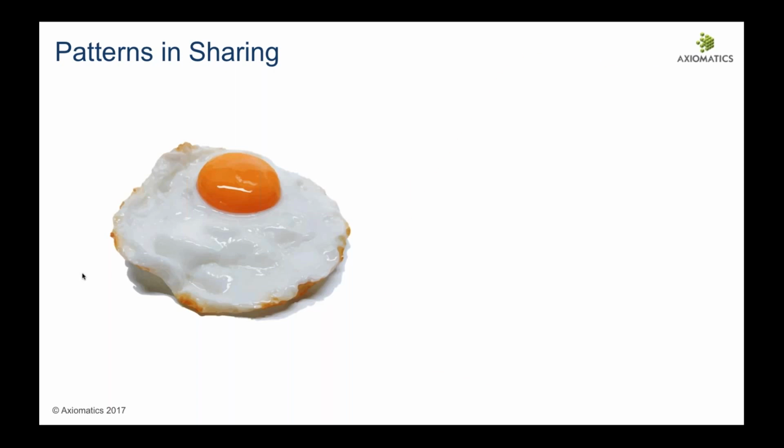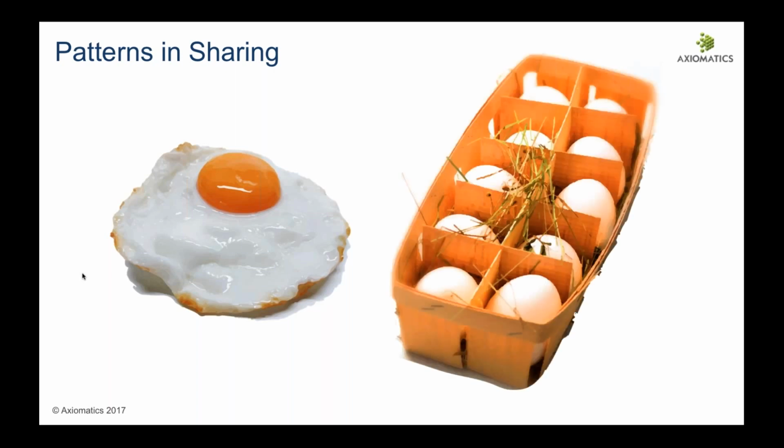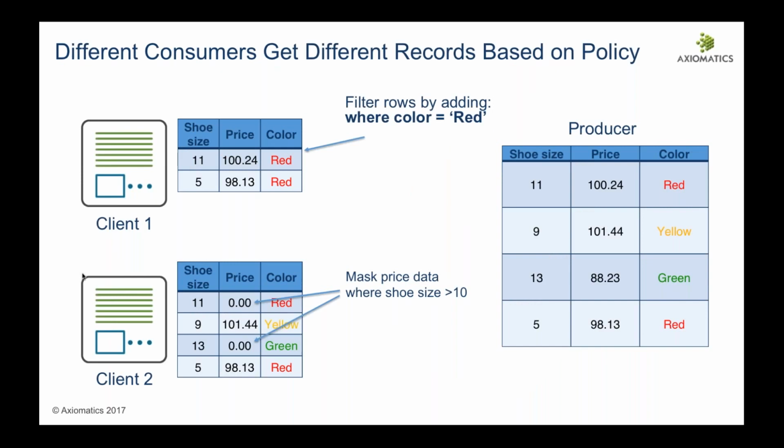So what does that look like? Go ahead and click through a couple times, Gerry. We're going to look at a couple of very contrived, simple examples here. On the right, you have a data producer with various columns: shoe size, price, and color. Let's say we have different clients that need to access different sets of that data based on conditions. Client 1 only sees rows where the color is red. Client 2 needs to have the price masked out based on various conditions, such as what the shoe size is.